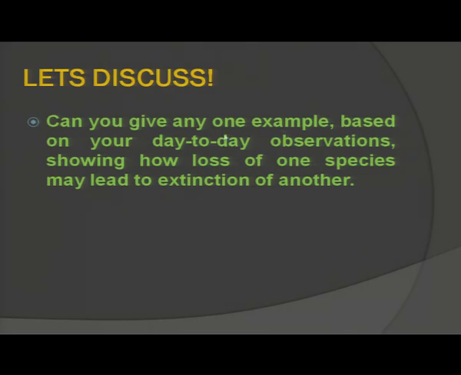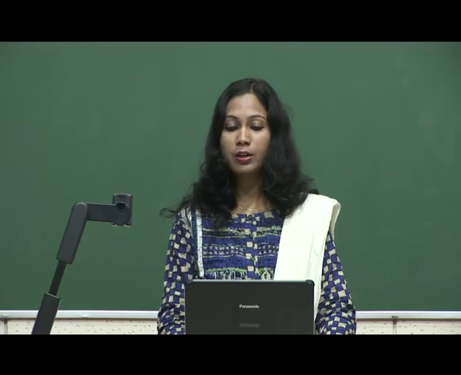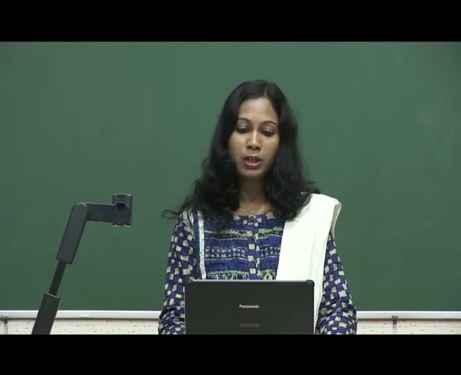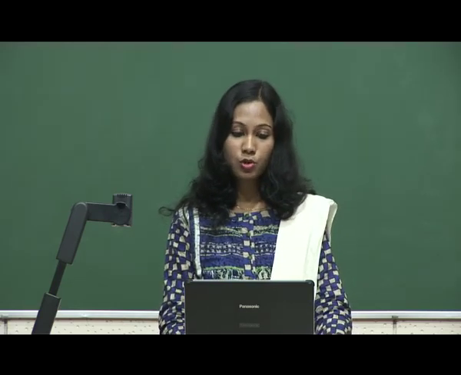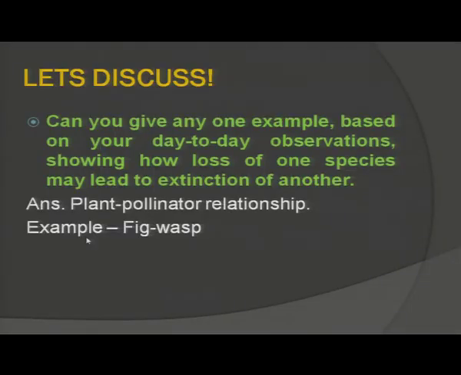Next question was, can you give any one example based on your day-to-day observations showing how loss of one species may lead to extinction of others? In today's session, we have covered co-extinction and you will most probably be able to answer this. The most common example is of the plant pollinator relationship, which is seen between a fig tree and wasp.